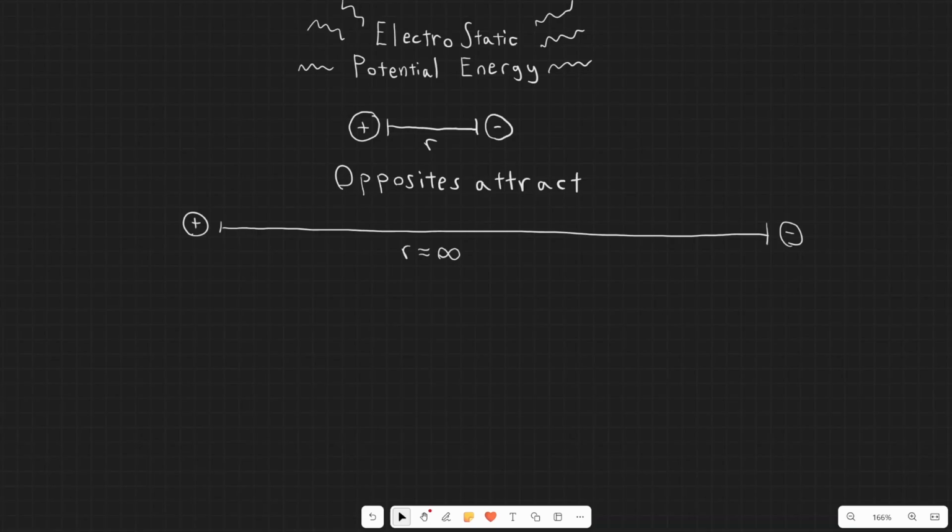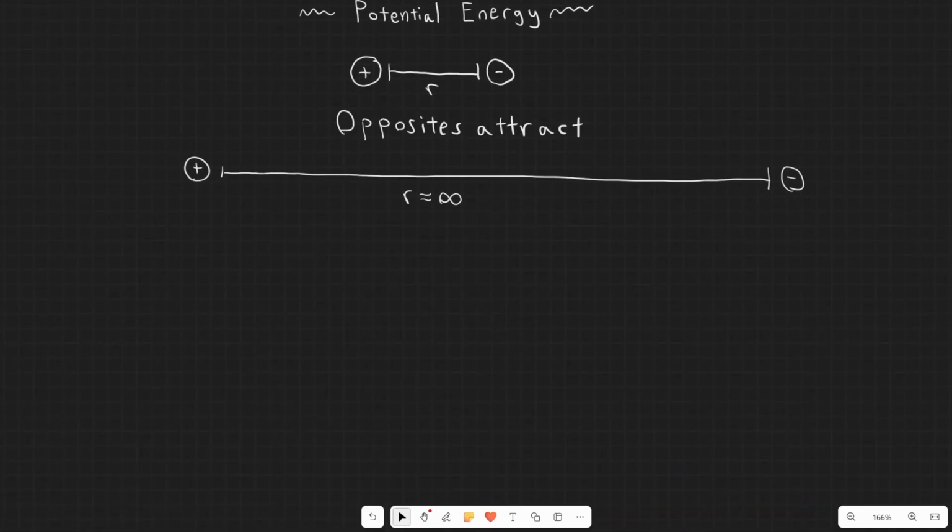Now let's take those two particles with the same charge and push them close together. Recall from physics class that like repels like. Because of this, we can say that if two particles have the same charge, the closer they are to each other, the more they are going to want to push away from each other.